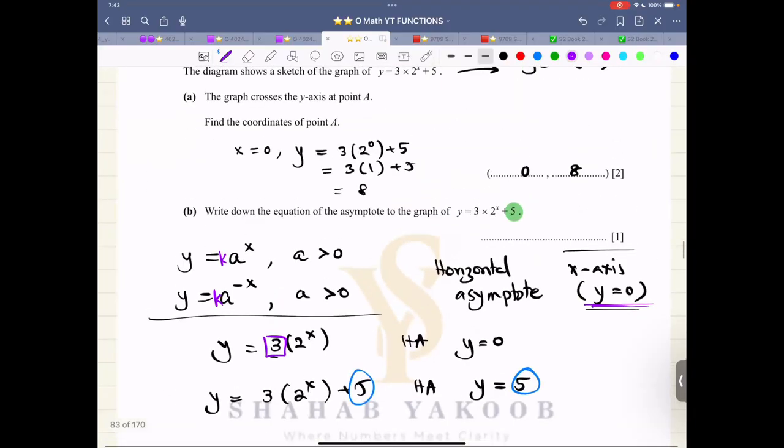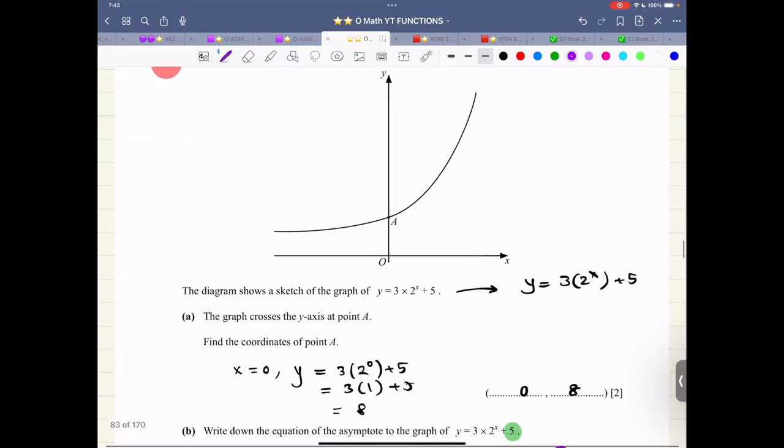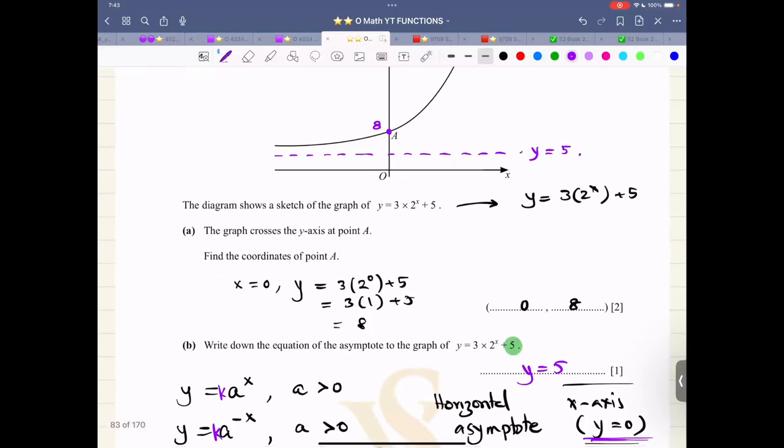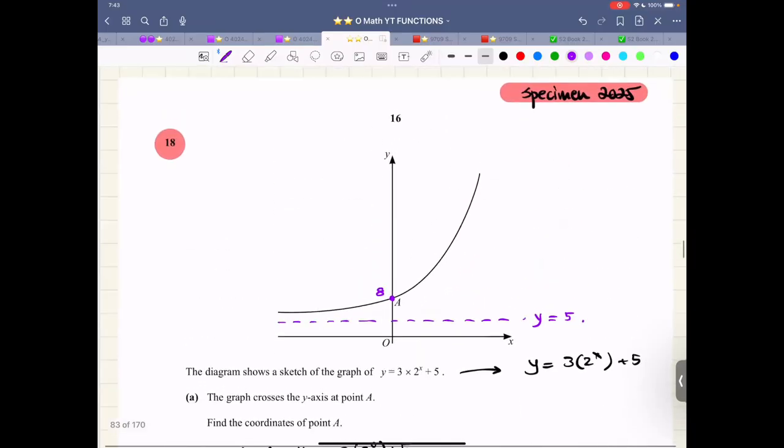So therefore, what is the answer? The answer is y is equal to 5. And therefore, first of all, let me label it. If they would ask for the graph, I would draw it like this. And I would draw a line something like this. And the equation of this line would be y is equal to 5. So that is the answer for this particular question. Just have a good look at it.